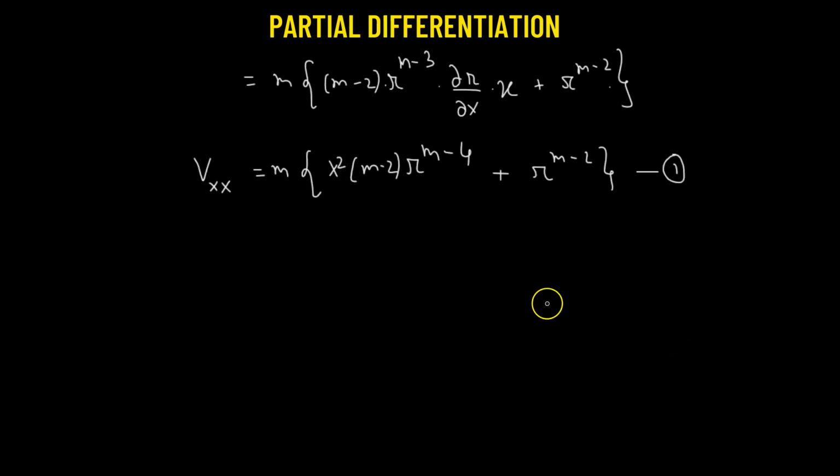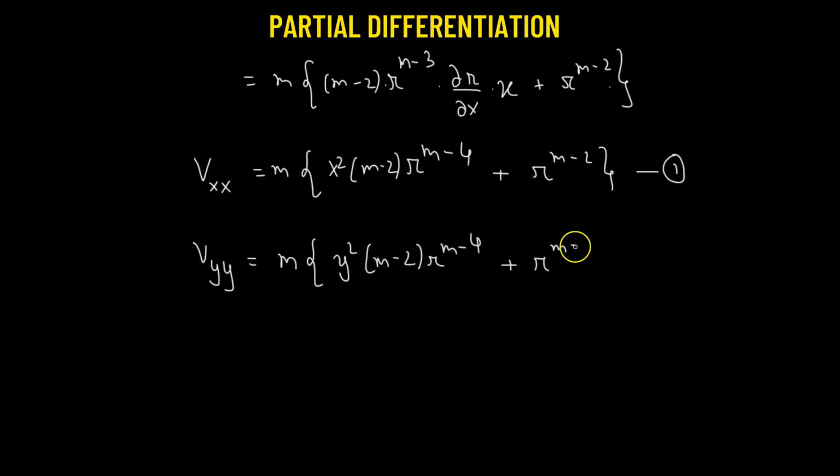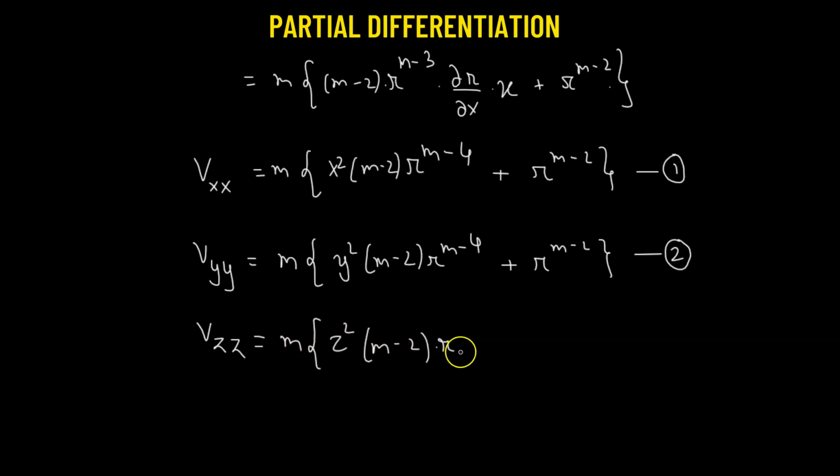Now similarly, we can also find the second partial derivative of v with respect to y, so that will be vyy, which will be given by m times y squared times (m − 2) times r raised to the power of (m − 4), plus r raised to the power of (m − 2). We'll label this as number 2. And we can also find the second partial derivative of v with respect to z. That will be m times z squared multiplied to (m − 2) times r raised to the power of (m − 4), plus r raised to the power of (m − 2).